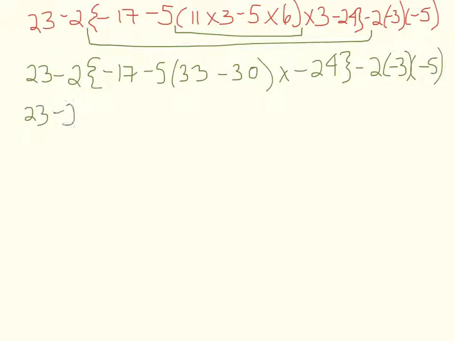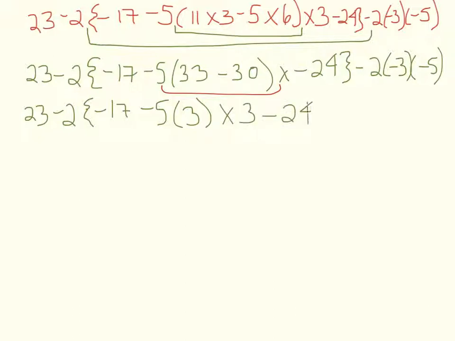So if we continue on, okay, we still have that squiggly bracket because we are going to now finish and complete this little bracket here. So we still have that negative 17 and we have that negative 5, but now we have 33 subtract 30, which will give us a positive 3, and then we have multiply by 3 minus 24. We still have that squiggly bracket, negative 2, negative 3 multiplied by a negative 5.